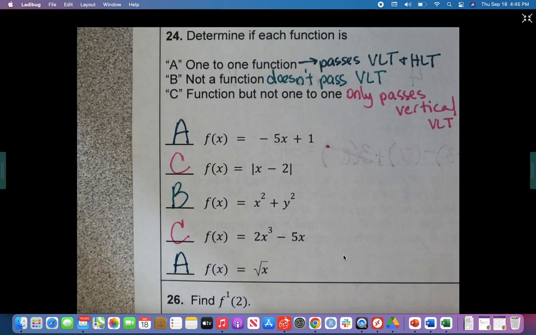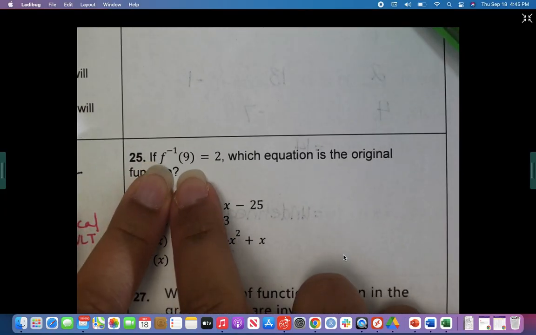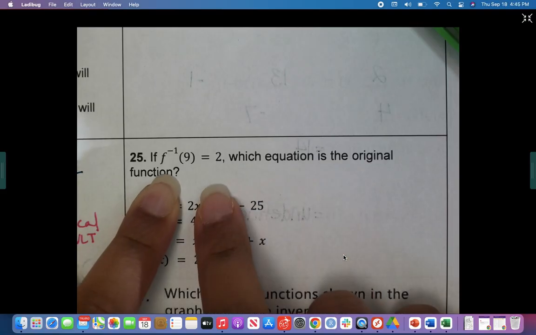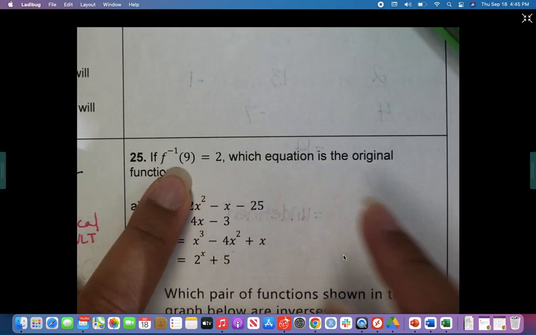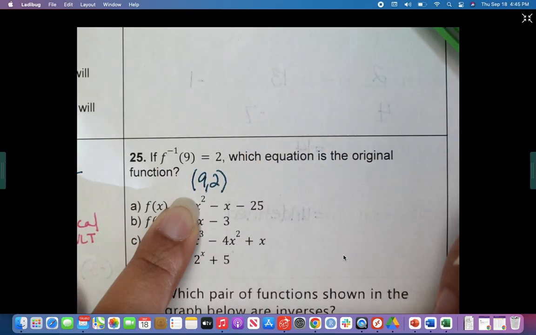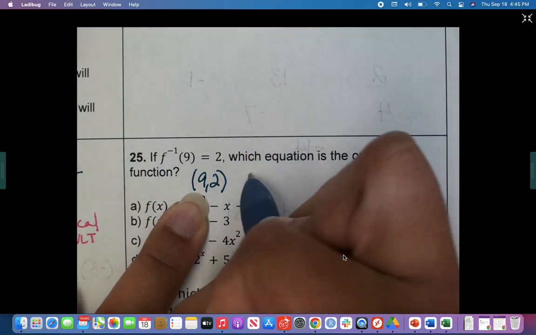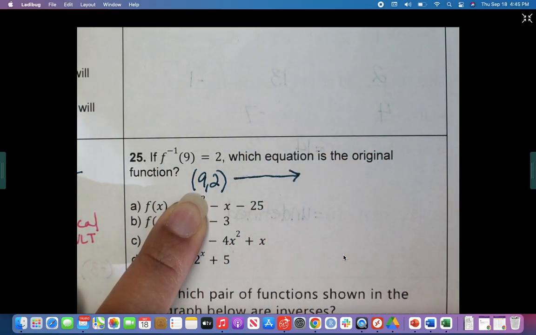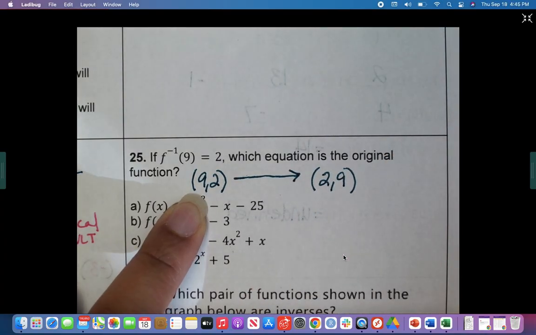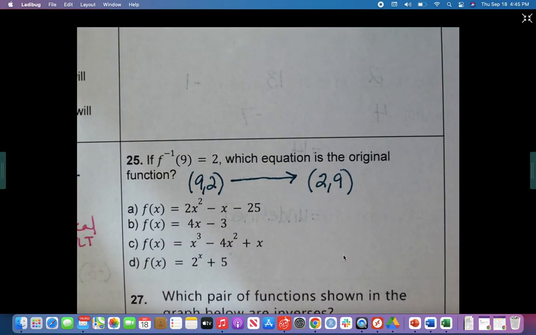Last 3 questions. All right, 25. If the inverse of 9 equals 2, which equation is the original function? So this is saying I've got the ordered pair 9, 2. So the inverse ordered pair is 9, 2. That means my original ordered pair is 2, 9. Because remember, ordered pairs switch.